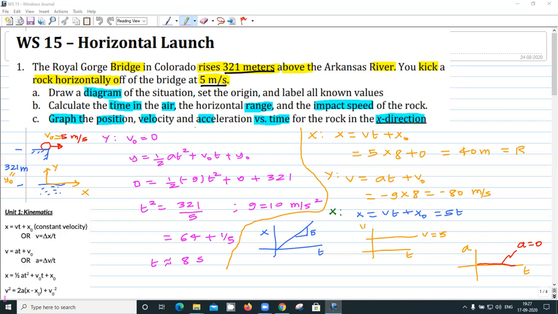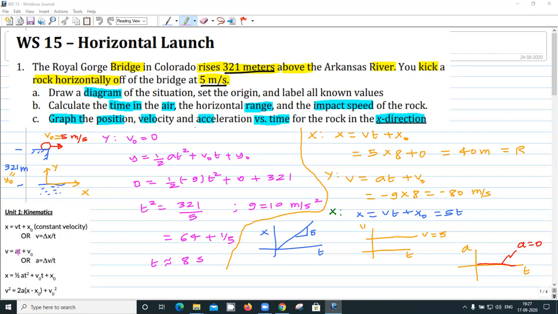If you want to be very specific, you have to write this V as V suffix X. But you understand what is going on, right? Once you have that understanding, you don't have to make the symbol more and more complicated. Initially, if you are getting confused, just put V suffix X or V suffix Y, for X motion and Y motion.